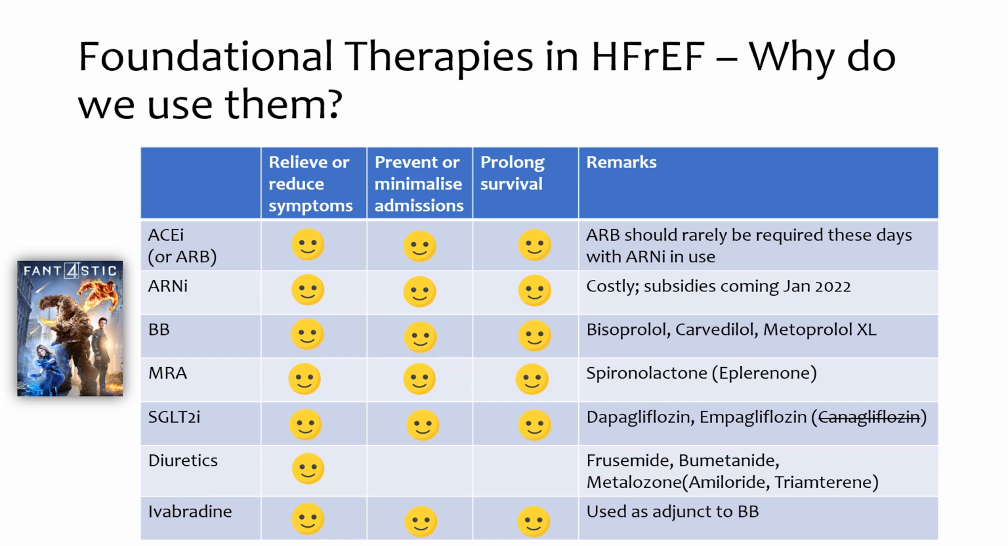Lastly, ivabradine is not quite one of the Fantastic Four, but is worthwhile mentioning because it's used as an adjunct to beta blockers, and I mentioned this much earlier on in the earlier slides. It usually is not used alone unless you really have no choice, but you cannot use beta blockers, because the mortality benefit has been shown on top of beta blockers. And again, we're going after target heart rates of less than 70 beats per minute.